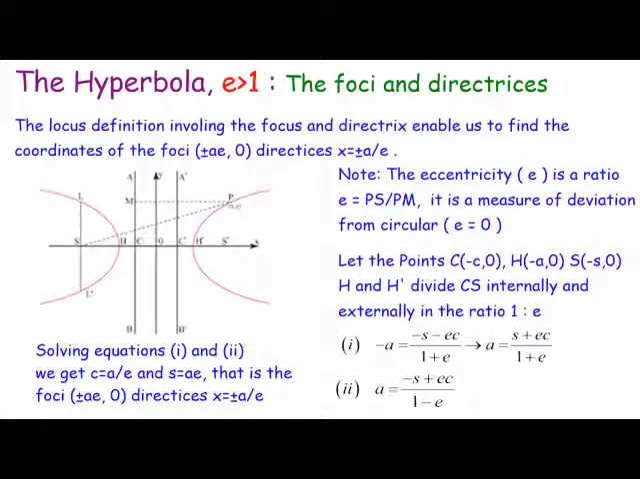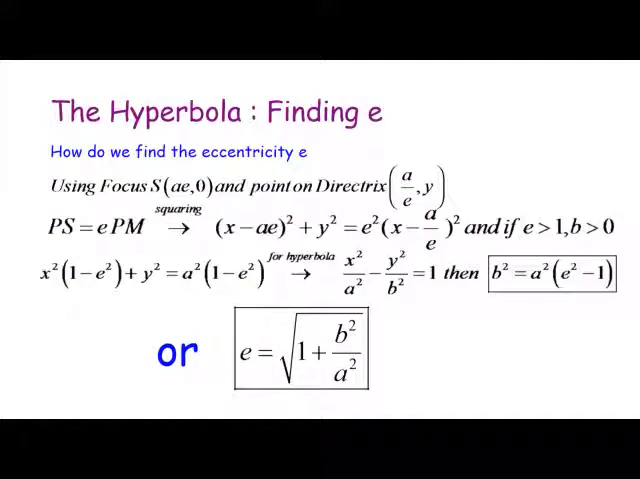Now as we know, the eccentricity is larger than 1. How do we find the foci and directrices? Well, we have to do the internal and external ratio as we did for the ellipse, and solve some of these equations simultaneously, and you'll find that the foci are where they should be, as they are for the ellipse, plus or minus ae, 0, and x is equal to plus or minus a on e for the directrices.